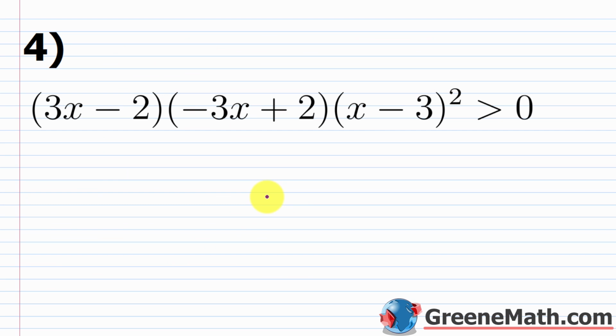All right, let's take a look at problem 4. So we have the quantity 3x minus 2 times the quantity -3x plus 2 times the quantity x minus 3 squared is greater than 0.